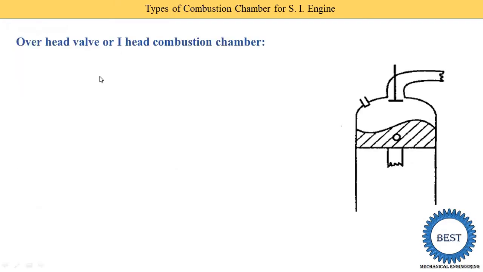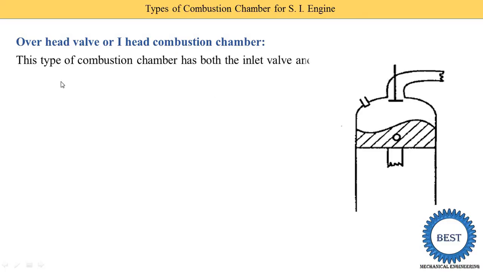Next is the overhead valve or I-head type combustion chamber. Overhead valve means the valve is provided at the overhead position in the upper part. So this is the cylinder, this is the piston, this is the connecting rod. Here the spark plug is provided and the valve is provided in the center part of the cylinder head. This type of combustion chamber has both the inlet valve and exhaust valve located in the cylinder head. In the earlier case, we saw that some valves are located on the cylinder head, some on the bottom side.